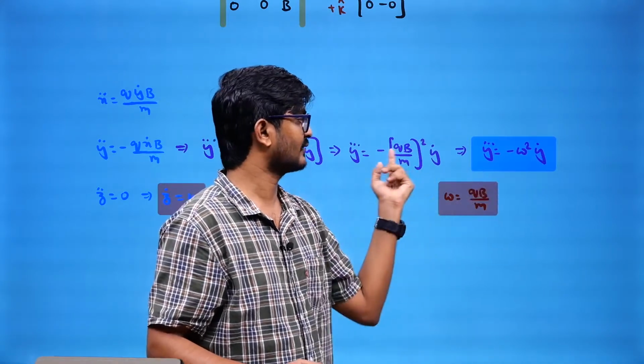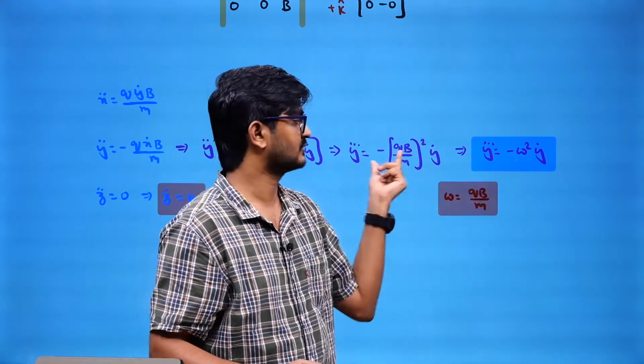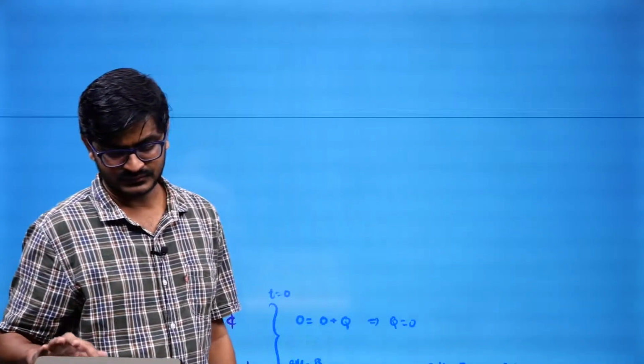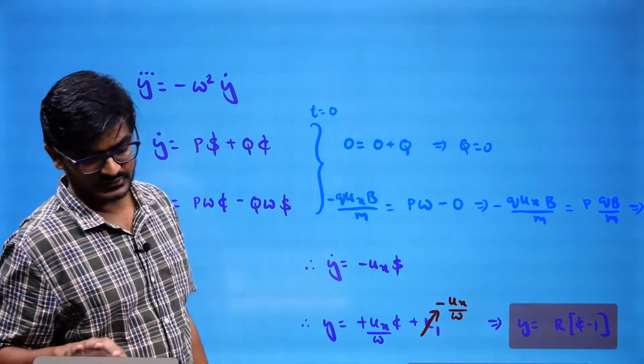Now what is omega? I have said like this is kind of omega. So what is the omega? I assumed qb by m. So this will be performing SHM. So this is the equation we got.